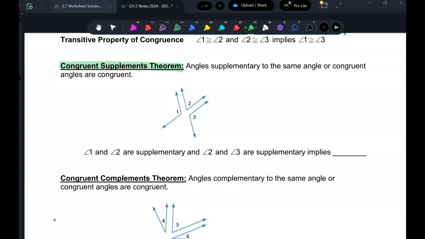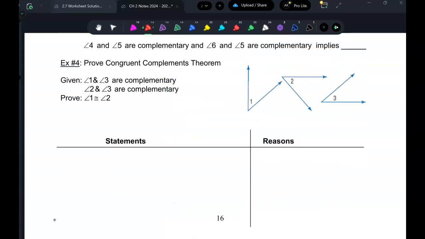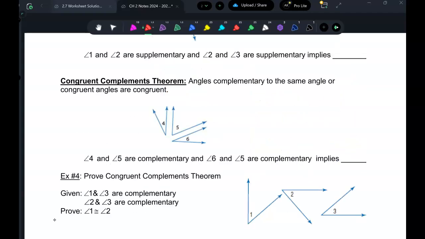Okay. Let's take a look. Wait, what? A theorem is something you prove. Yeah, we're going to prove these. And then we're going to prove the congruent complements theorem.